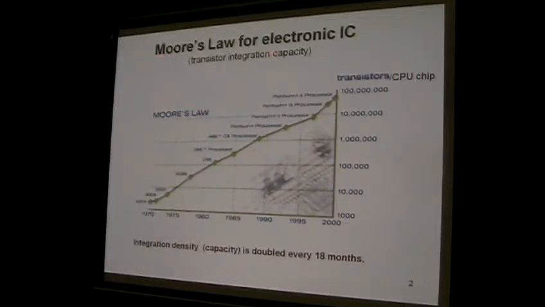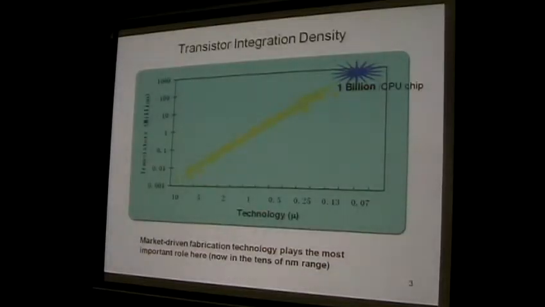Now, we all know Moore's law for electronic IC, namely the integration density, or the total number of transistors in a CPU chip, doubles every 18 months. So this is a well-known law for electronic IC, and it's driven by the market. And why do we have such a Moore's law?